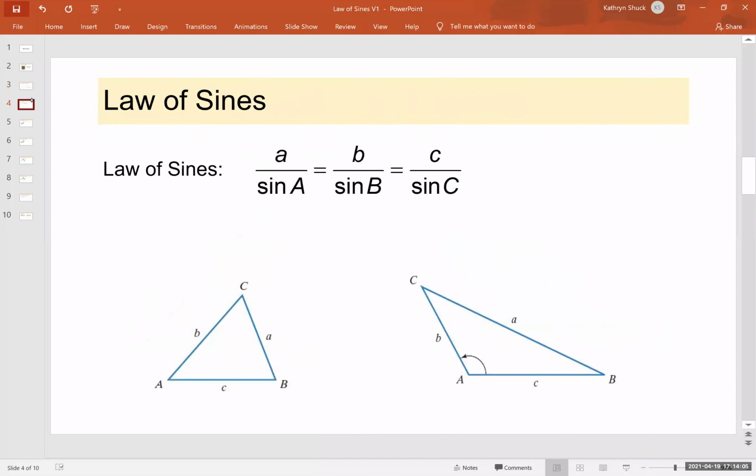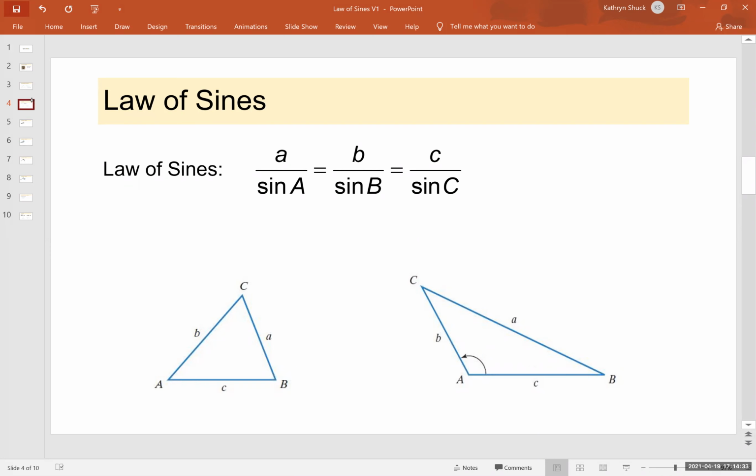So what is the law of sines? The law of sines tells us that side A, the length of side A, is to sine of angle A, as side B is to the sine of angle B, as side C is to the sine of angle C. So it's just a proportion, right?